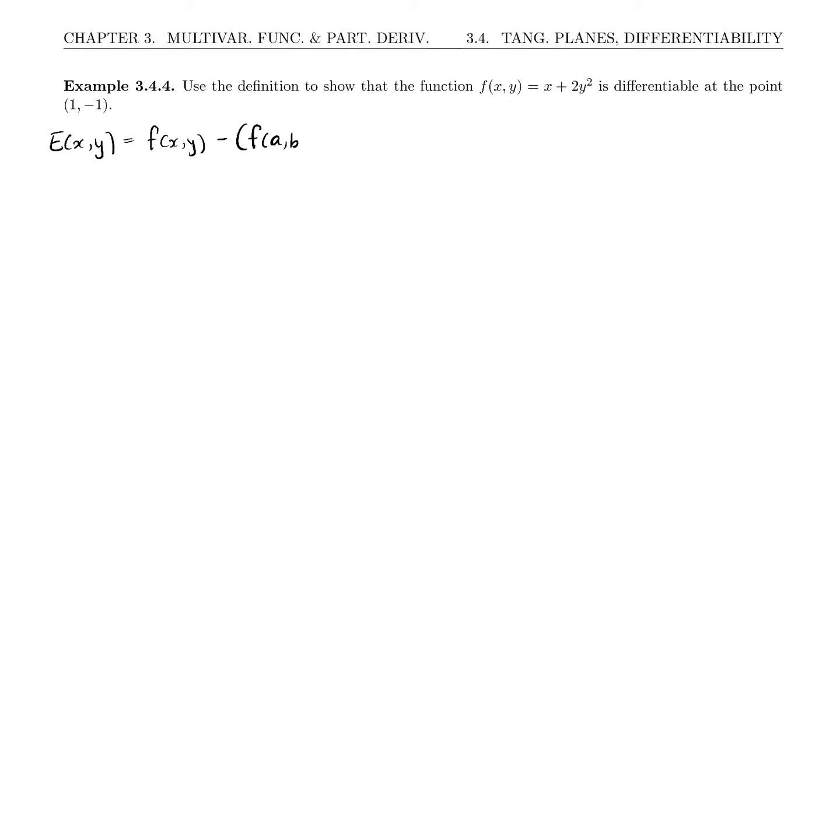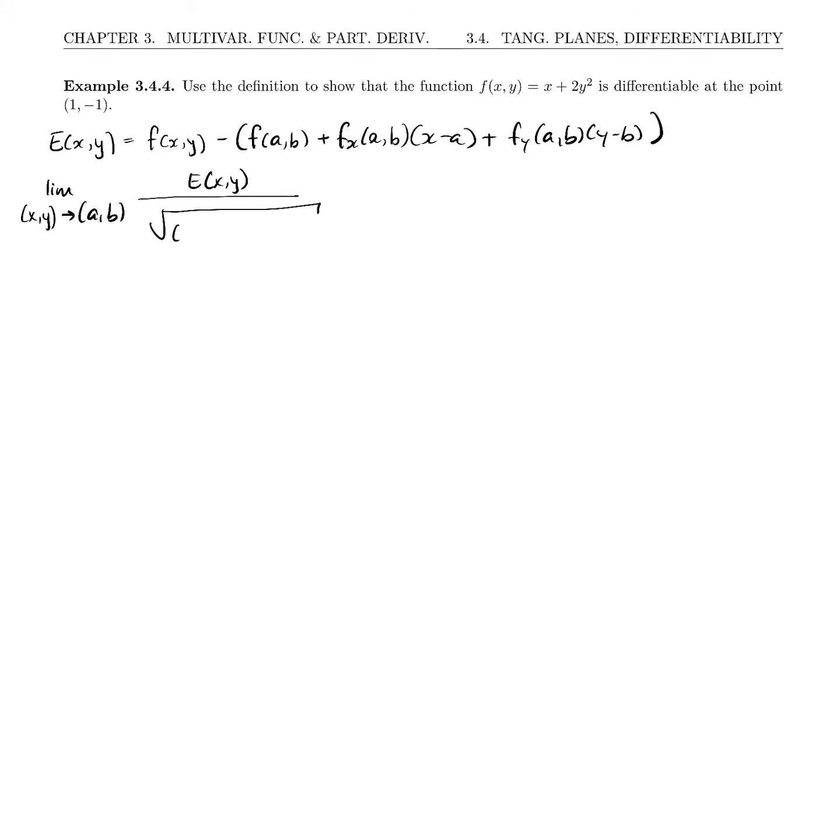So f of a b plus f sub x of a b times x minus a plus f sub y of a b times y minus b. And what we have to show is that the limit as x y goes to a b of this function e of x y divided by the square root of what is essentially the distance, x minus a squared plus y minus b squared, that this limit is 0. So that's what we need to do.